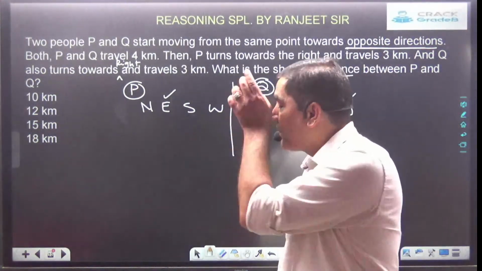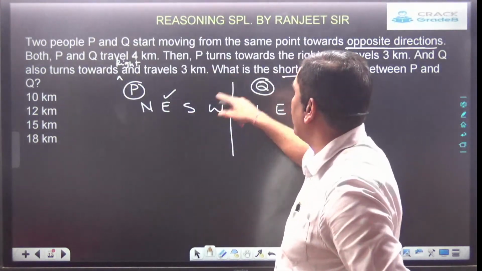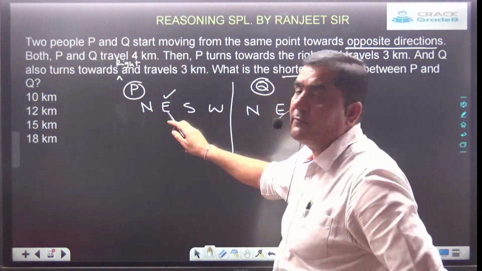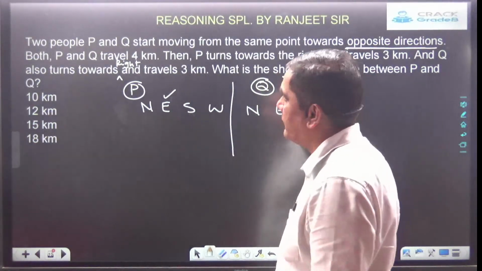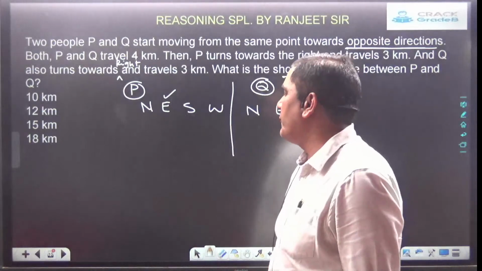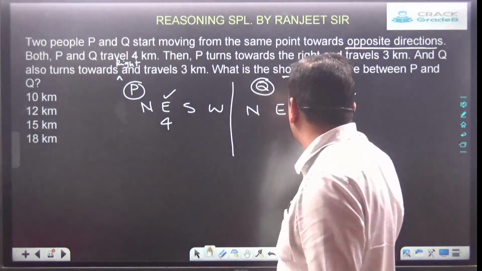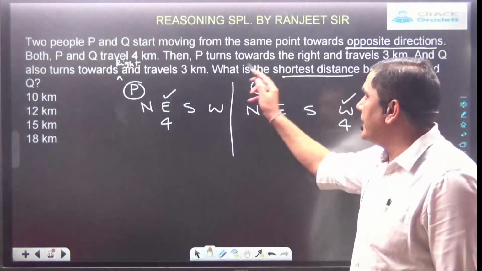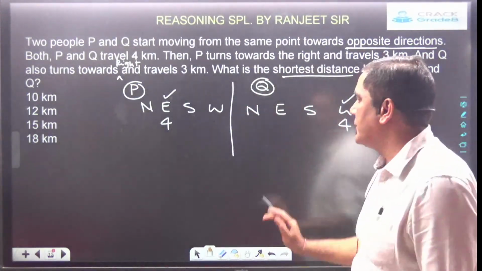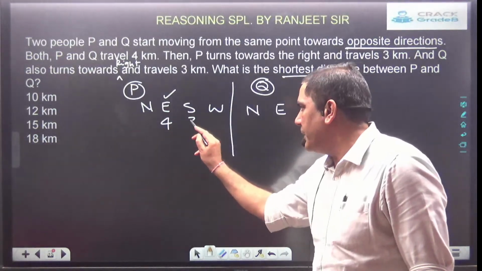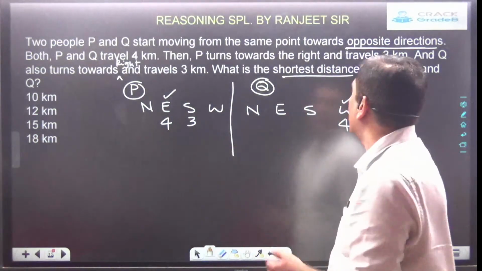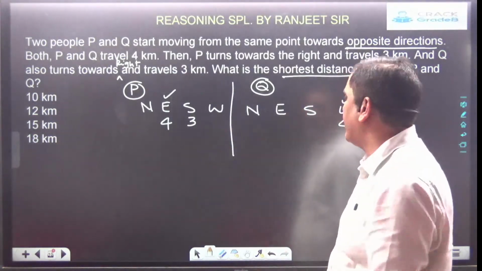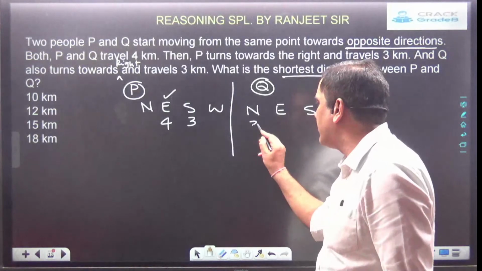Now here what they are saying, two people P and Q start moving from the same point towards opposite direction. So I am assuming P is traveling towards east and Q is traveling towards west. Both P and Q travel for 4 kilometers. This is 4 and this is 4. Next, P turns towards the right and travels for 3. Right is this part, so P will go 3 kilometers in the south. Also Q also turns towards right and travels for 3. Right will be north, so this will be 3.